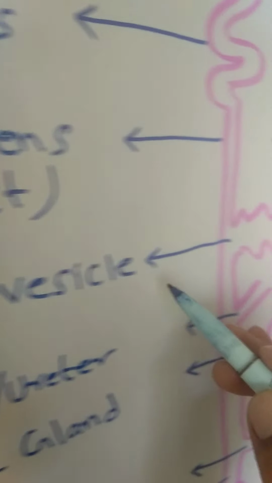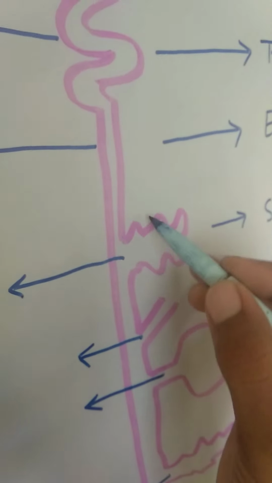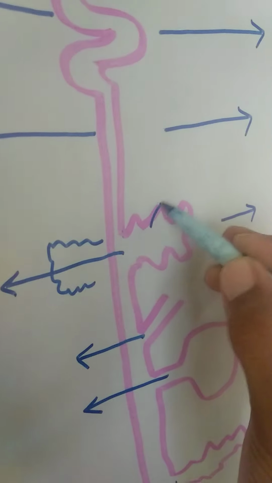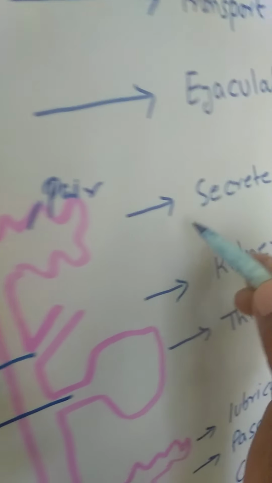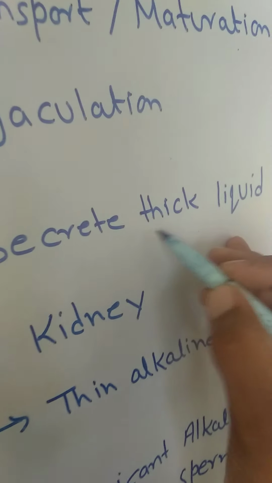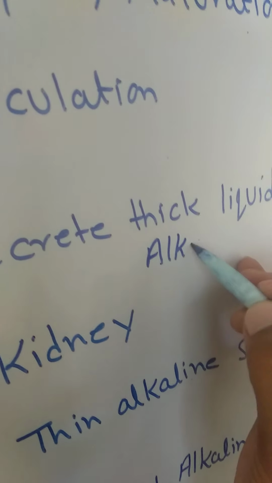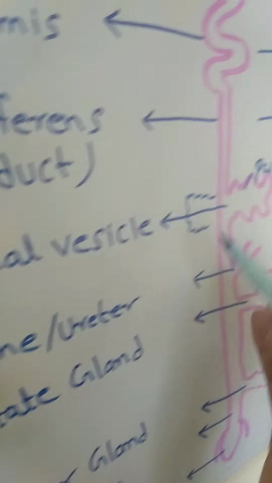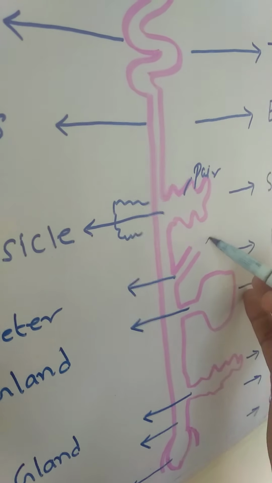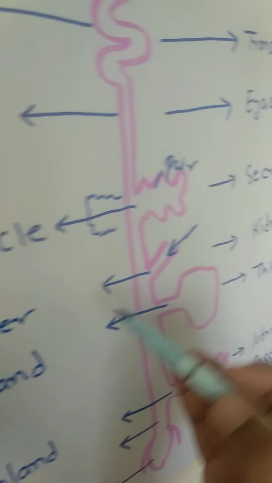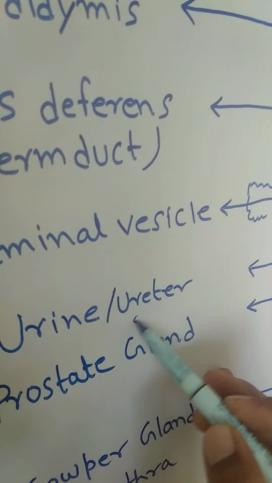So seminal vesicles are present in pair. Here also you can see, they are present in pair and help in secretion of thick liquid. This thick liquid is alkaline in nature. Okay, it mixes with sperm. Then next one is the ureter. One pipeline comes through this main line from the kidney. Okay, so that is called the ureter.